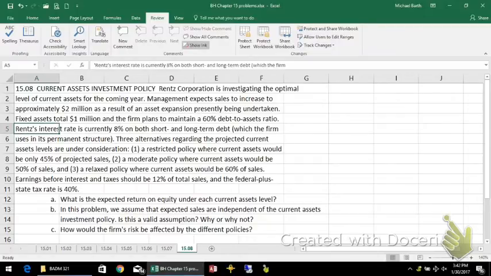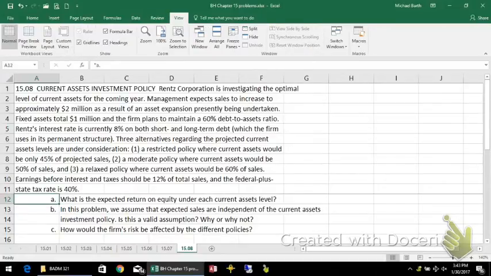A relaxed current asset policy means you hold a lot of inventory and give a lot of trade credit. A restricted policy means that we don't do so much with the accounts receivable, or we don't give as much trade credit, and we don't hold as much inventory. And then the one right in the middle is just right, the moderate policy. So we want to calculate three different scenarios in here.